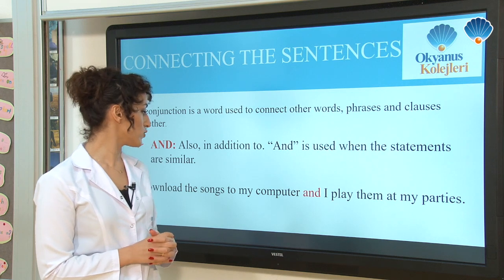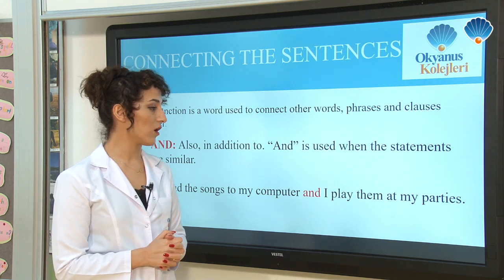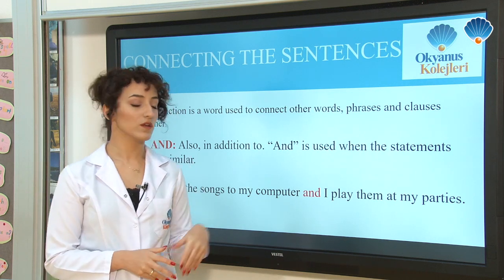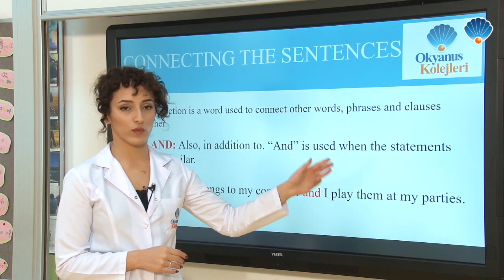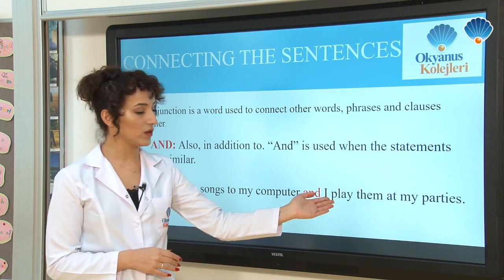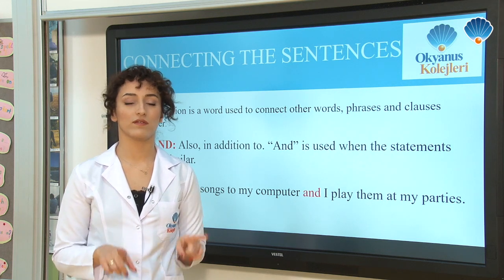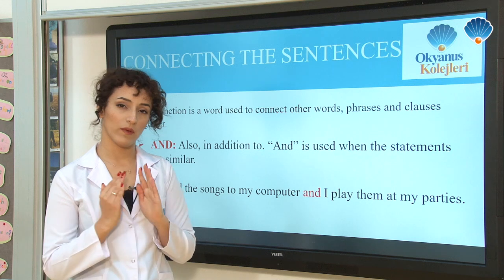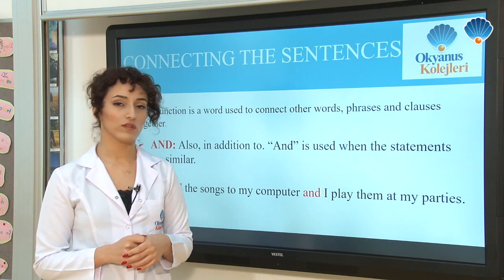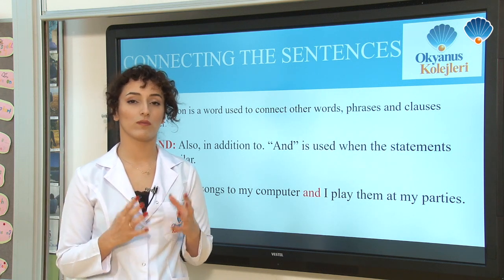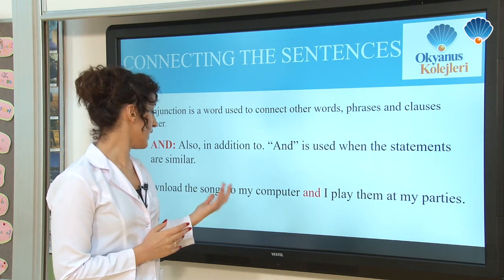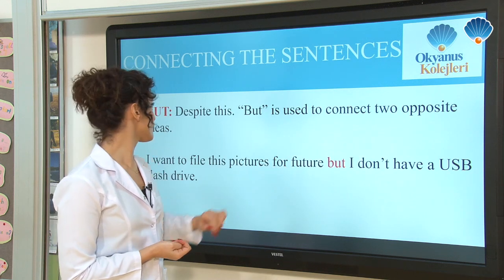I download the songs to my computer and I play them at my parties. As you can see, there's a sequence between them and they follow each other. They have the same idea, and they are parallel to each other. They don't have any contrary things between them. They are so similar, we can say.